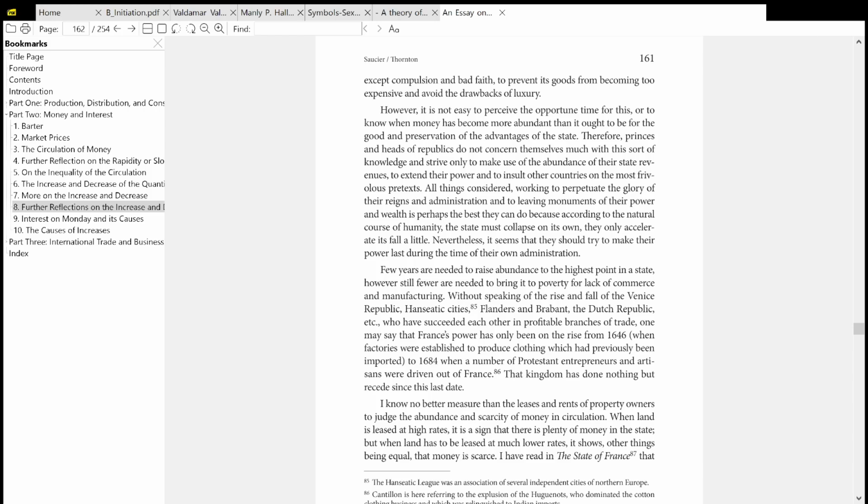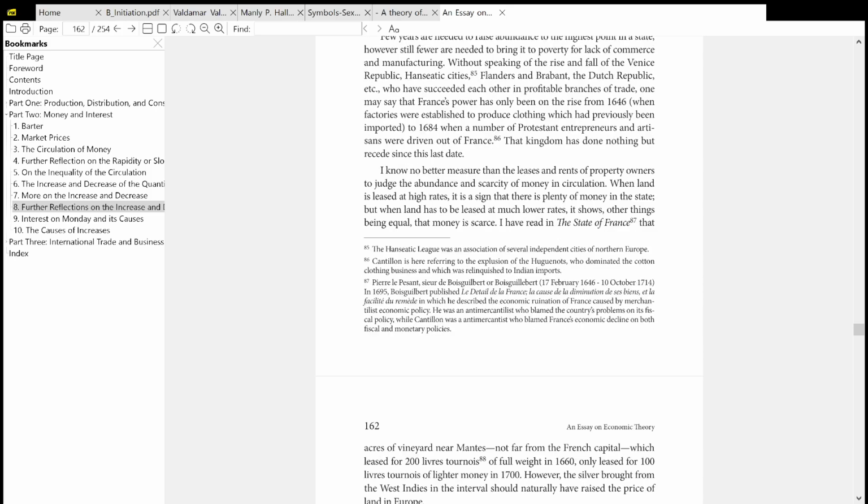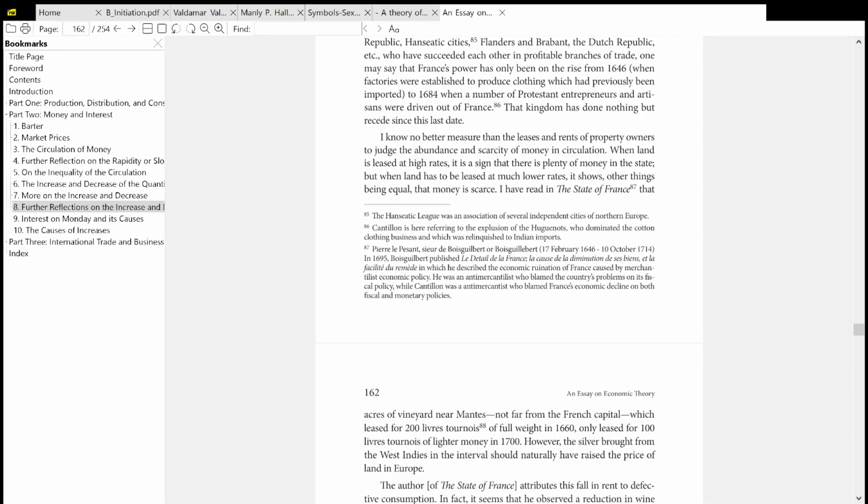I know no better measure than the leases and rents of property owners to judge the abundance and scarcity of money in circulation. When land is leased at high rates, it is a sign that there is plenty of money in the state. But when land has to be leased at much lower rates, it shows, other things being equal, that money is scarce. I have read in the State of France that acres of vineyards near Mantes, not far from the French capital, which leased for 200 livres tournois of full weight in 1660, only leased for 100 livres tournois of lighter money in 1700. That's 40 years at half the price.